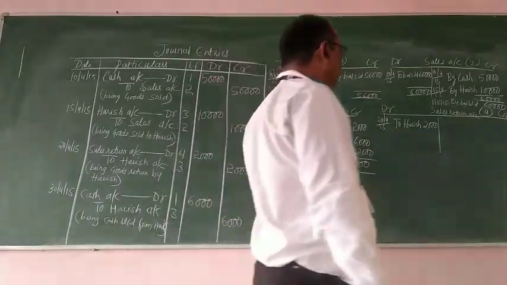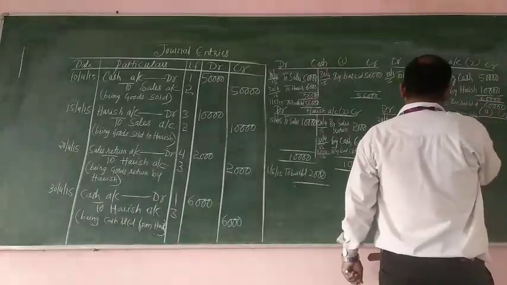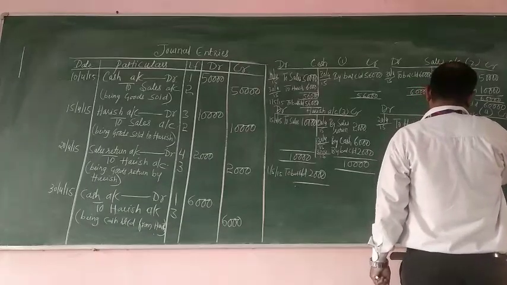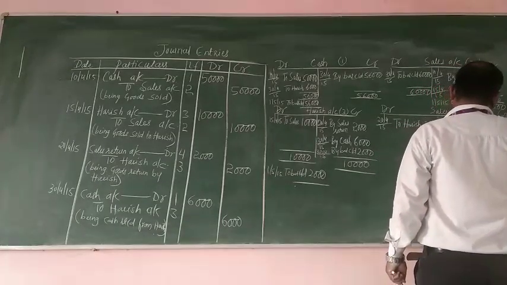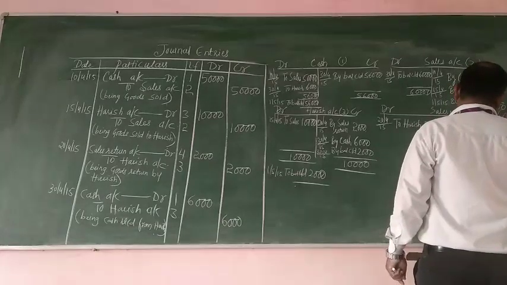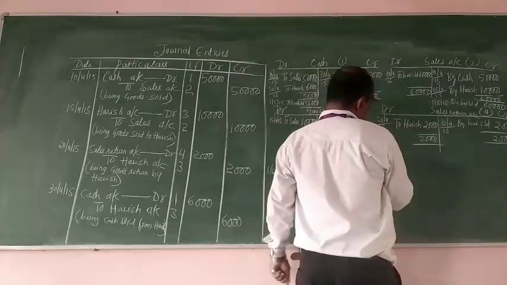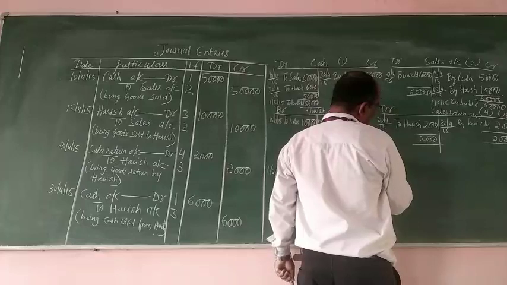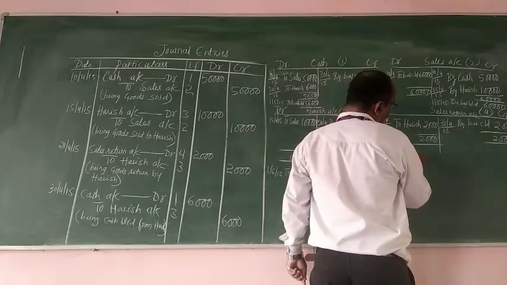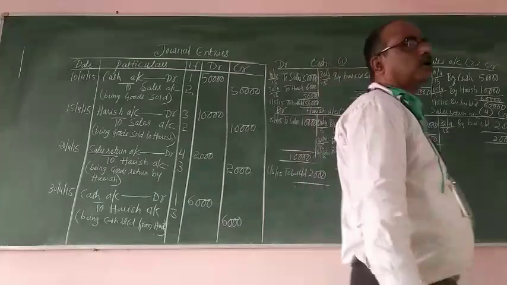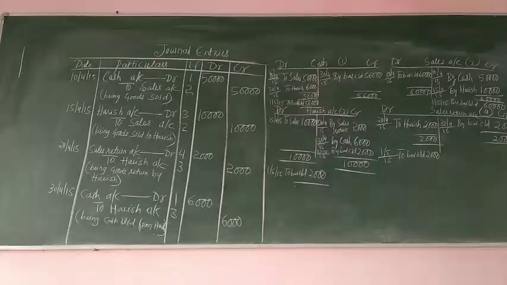This is how you will balance. So here 30th 4 2015, by balance carried down how much? 2,000. Both side total now 2,000 and 2,000. 1-5-2015, to balance brought down how much? 2,000. So this is how we will pass the journal entries, post them into the ledger and transfer to the balance. We will balance that.